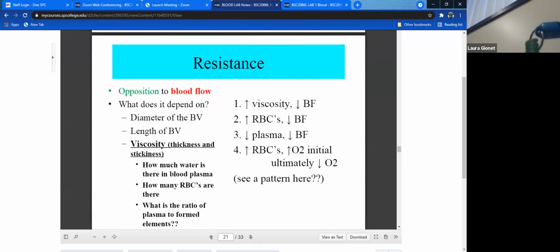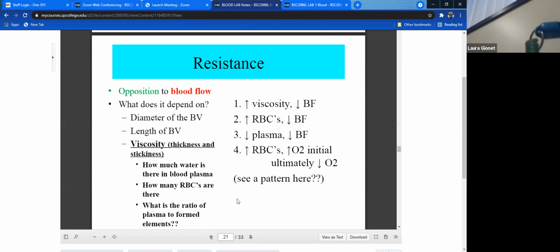Resistance and opposition to blood flow. Something we often talk about are different factors that affect the thickness and how well blood flows. We talk about this again when we get to the blood vessels, because we talk a lot about blood pressure and things like that. But opposition to blood flow, like water passing through a hose, is resistance.